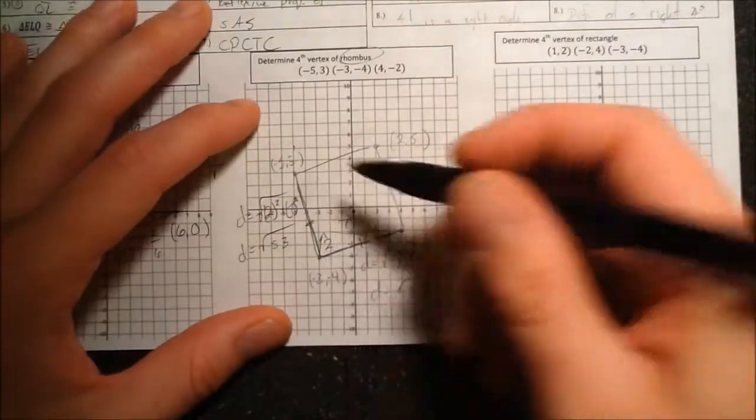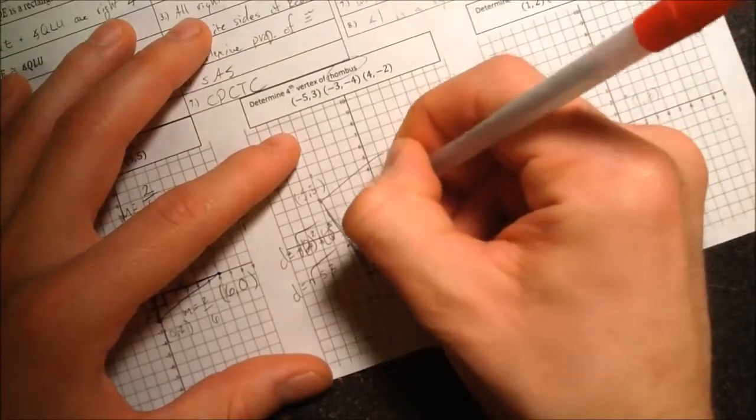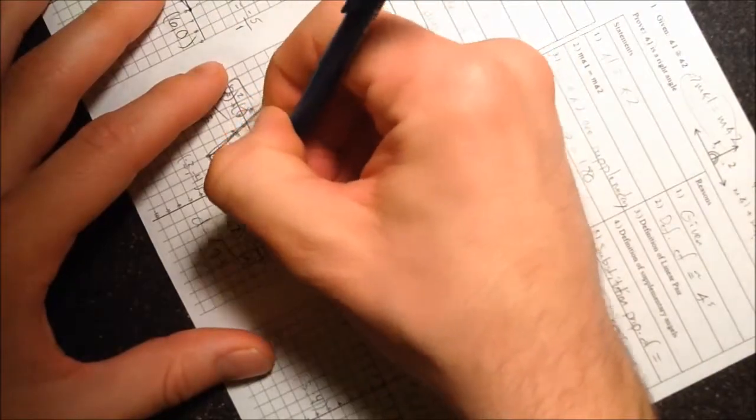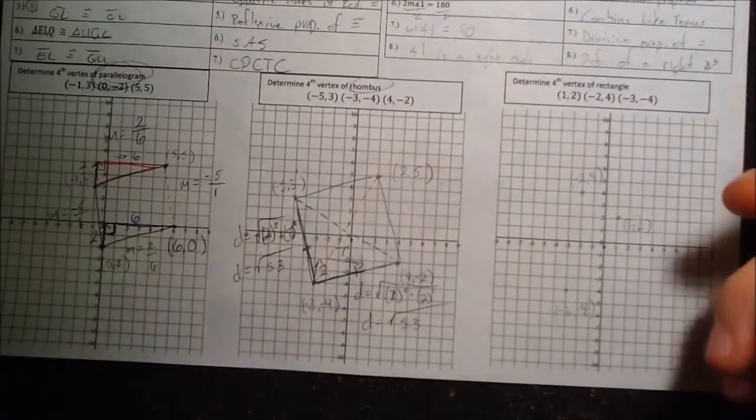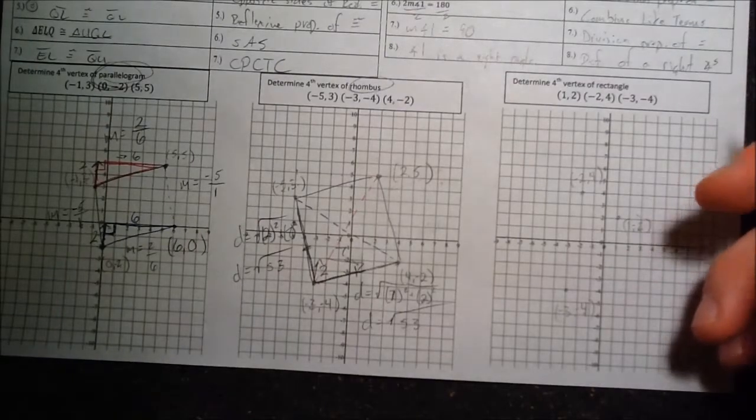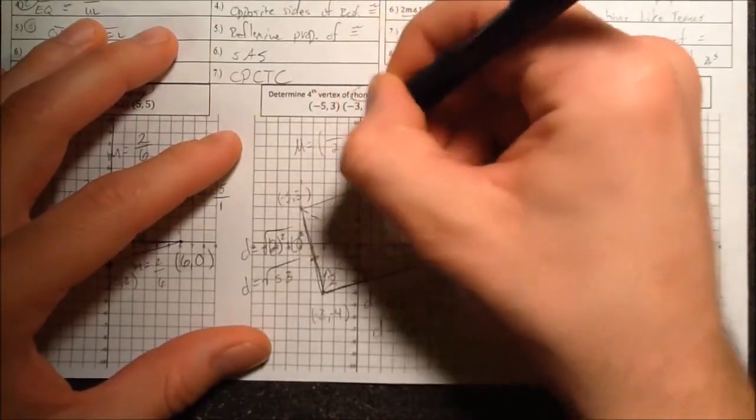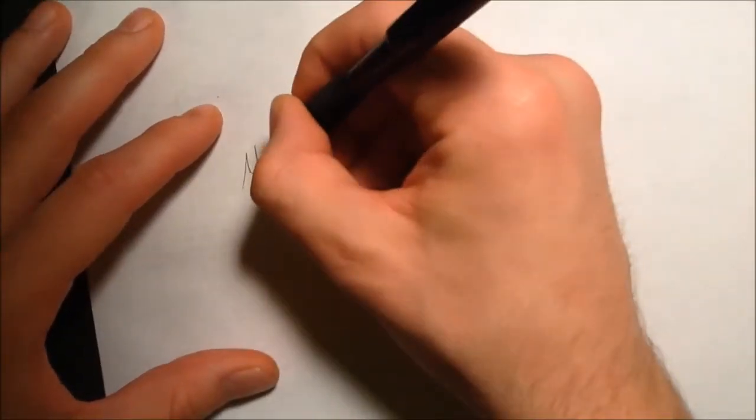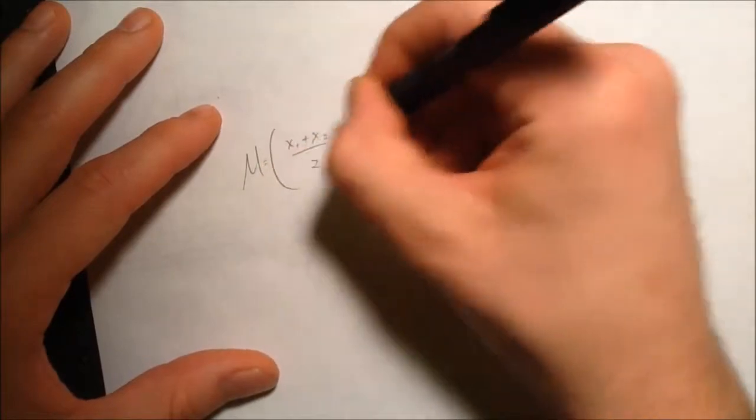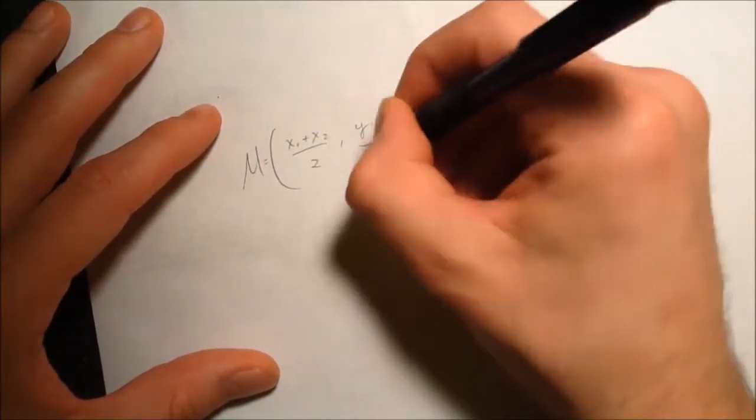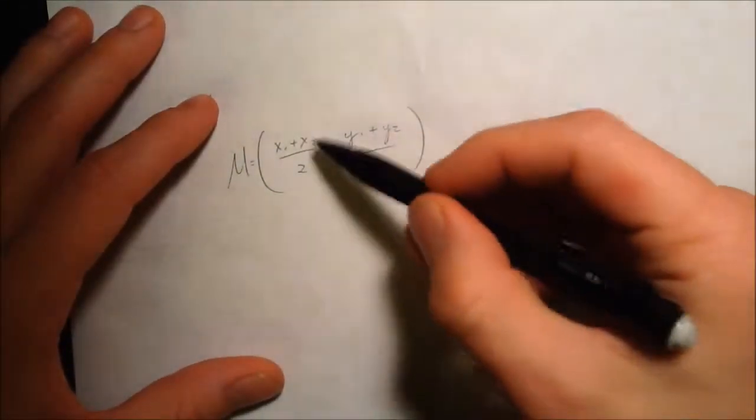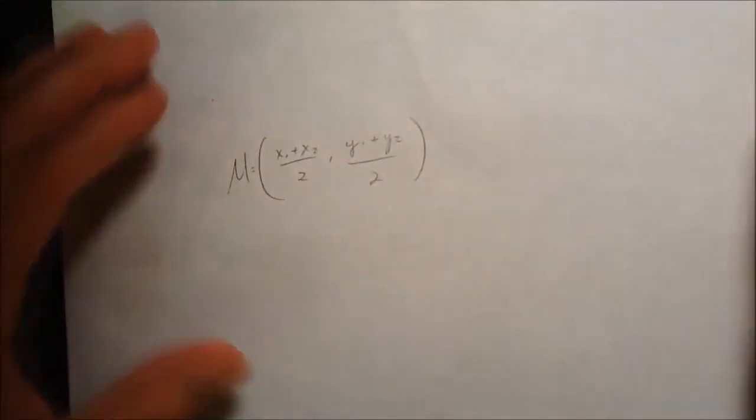So I'm going to show that these two diagonals have the same exact midpoint. And if that's the case, then that means that these diagonals bisect each other. So the midpoint formula is the average of your x's and then the average of your y's. So what I mean by that is the midpoint is equal to x1 plus x2 divided by 2, and then y1 plus y2 divided by 2. So you're just taking the averages of your x and the averages of your y's. So that's what I'm going to go ahead and do right now for these two diagonals.